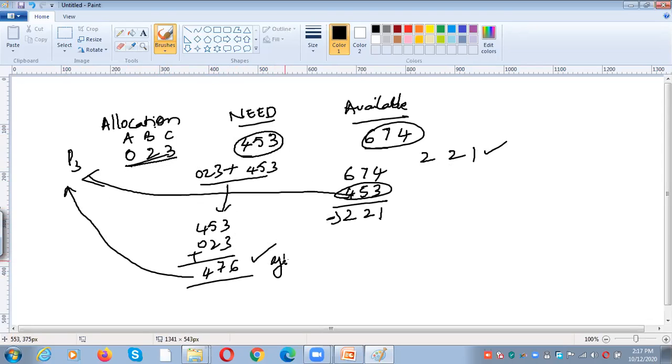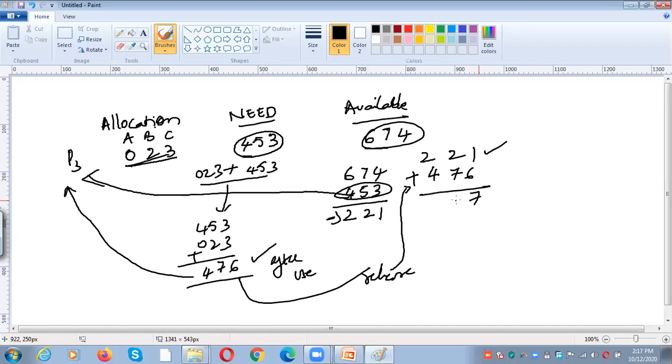After use, what it will do? It will release all the resources. So these resources will be free after use. So those resources will be added to available. After completing the task, what you will do? You need to add those to available. So 6, 9, 7 are available. So after completing the task, you need to add them to the available.